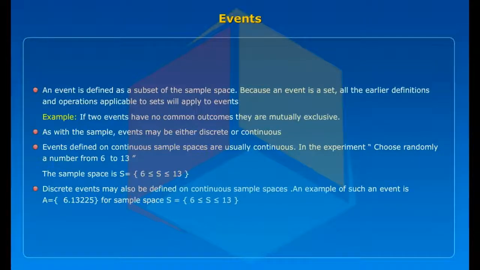Discrete events may also be defined on continuous sample spaces. An example of such an event is A is equal to 6.13225 for sample space S, where S lies between 6 and 13, or S is greater than or equal to 6 and less than or equal to 13.